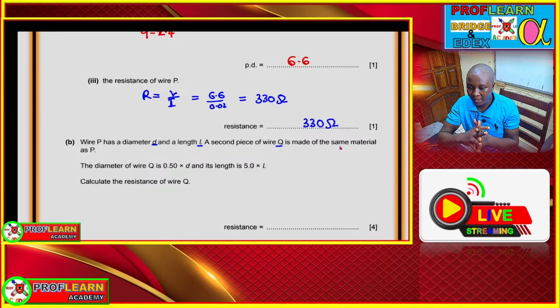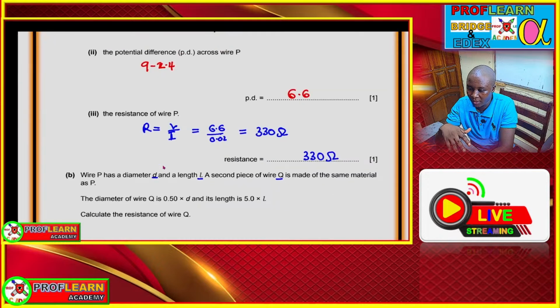Then we're going to look at what's happening here. The wire P has diameter D and length L. A second piece of wire Q is made of the same material, so meaning the resistivity is the same. The diameter of Q is a half. So if the diameter is a half, then it means resistance is going to increase by 4. Remember, diameter is going to affect by a multiple of 4, but area is going to be affected by 2. So already we have mentioned that.